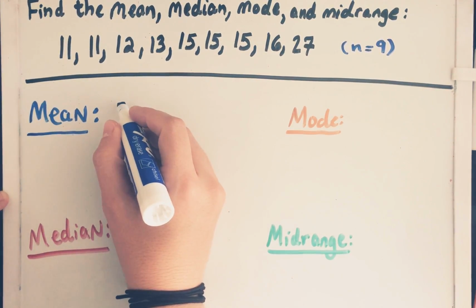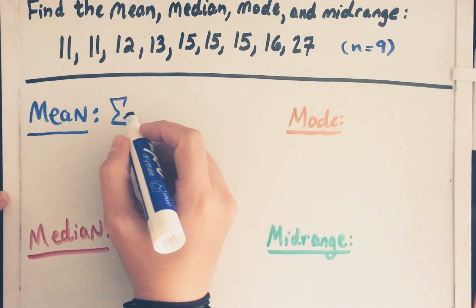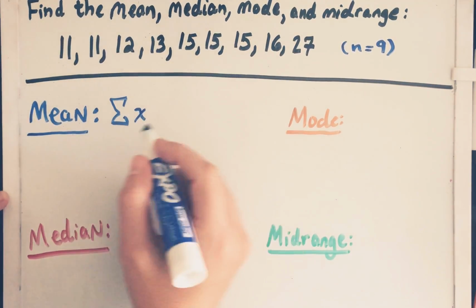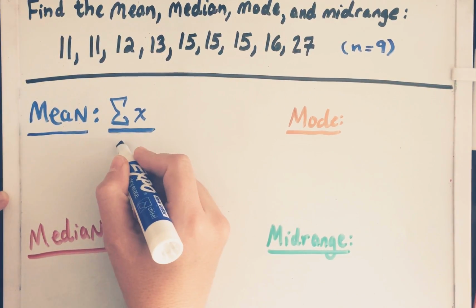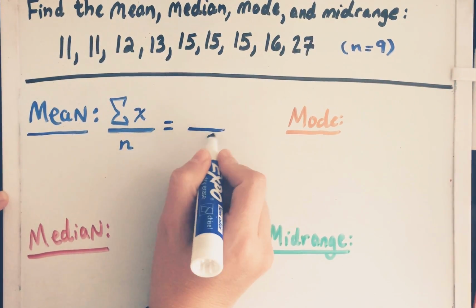In other words, the symbol here is sigma, which means sum or add up. The sum of the data values, we usually use x for each data value, they're separate x values, divided by the total number of items, the sample size. So in this case, n is 9.